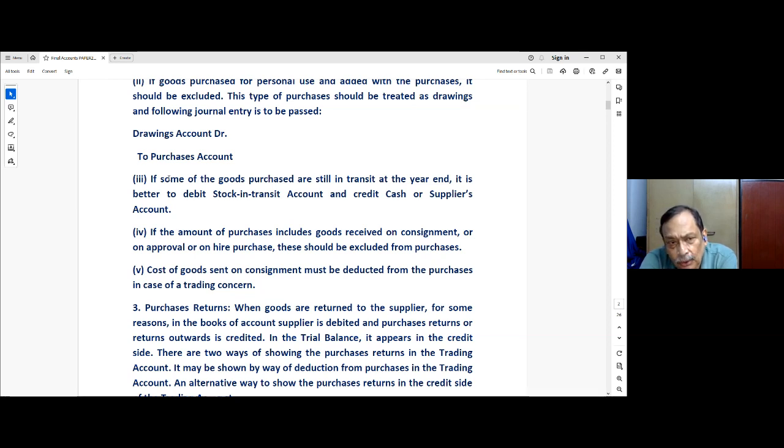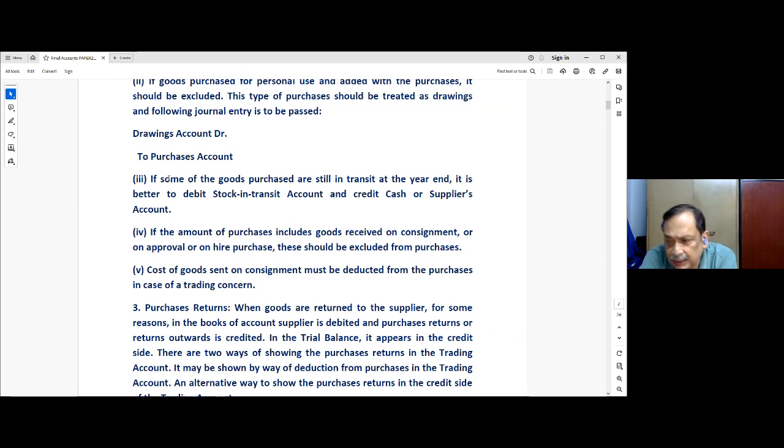Okay. So, if the amount of purchases includes goods received on consignment or on approval or on hire purchase, this should be excluded from purchases. So, the idea is you have to calculate the purchases with reference to that particular business, and if the purchases includes goods received on consignment or sale on approval or on hire purchase basis, they should be excluded from purchases.